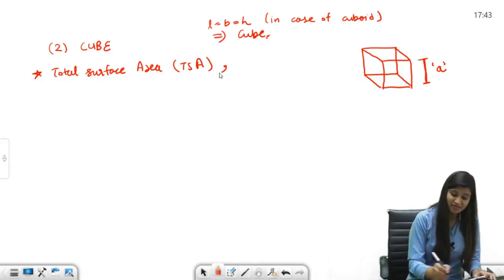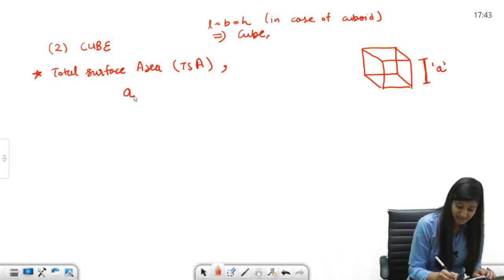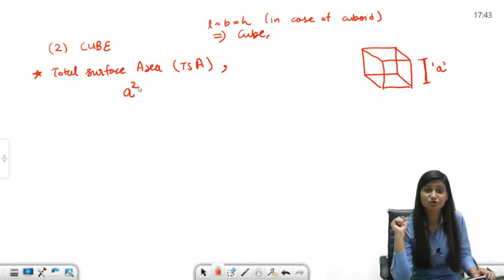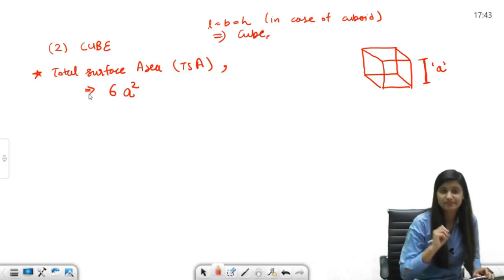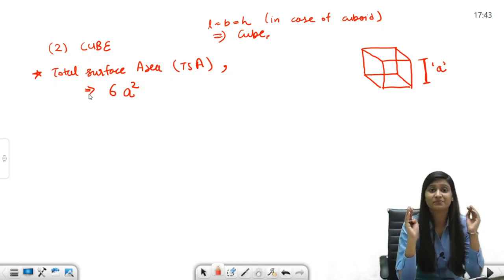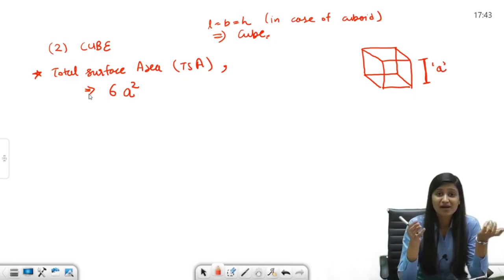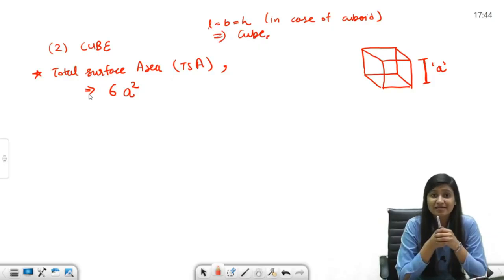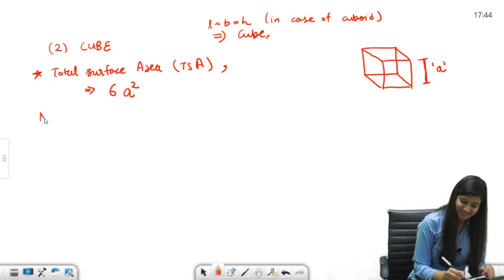Now in this case, what is the area of one square? It will be just A square. How many squares do you have in a cube? 6. So the area simply becomes 6A square. You can just remember it this way: the area of one square is A square, and a cube has 6 faces which are square in shape. So the total surface area became 6A square, right? Easy. Next one is curved surface area.